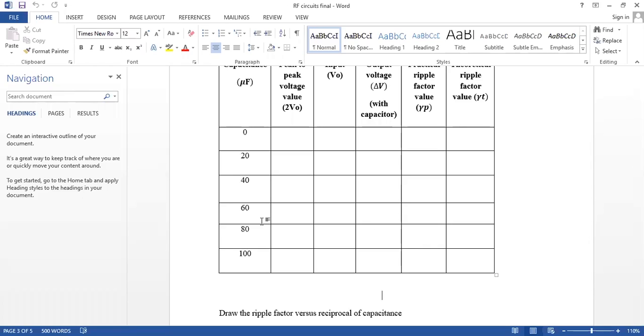To plot the graphs, you need to find the midpoint, upper point and lower point. Okay, and this is for half wave rectifiers, and next we can see full wave rectifiers.